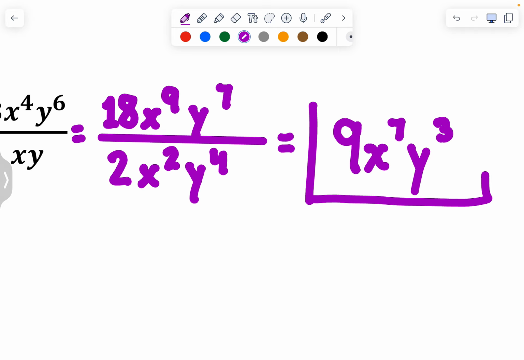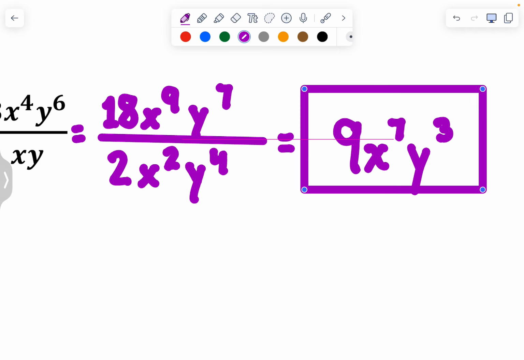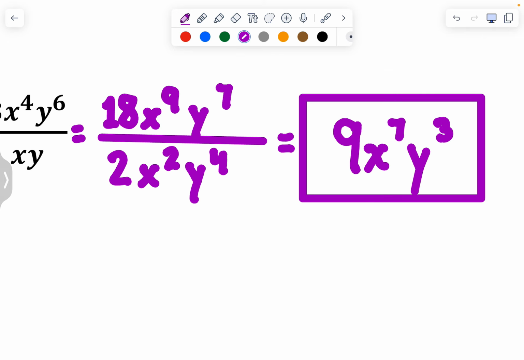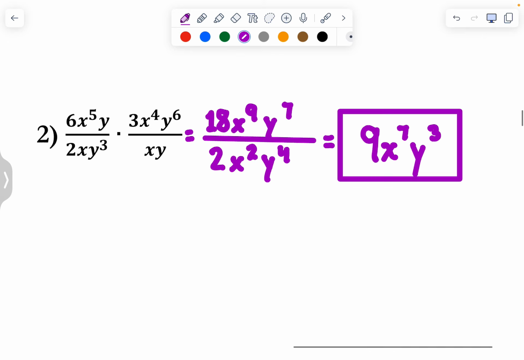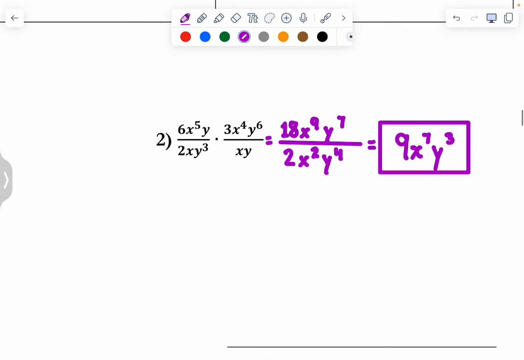So if you have problems where you have multiple things going on at once, we want to try to simplify it into one single fraction. Then we can use our quotient rule. So usually you want to use the product rule first and then the quotient rule.